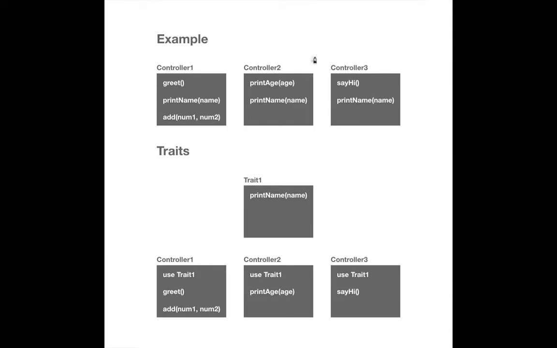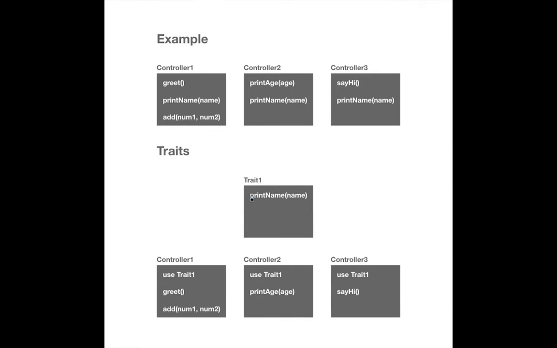So you might encounter that. In order to solve that problem, we will be using traits. So we will name our traits, for example trait 1, and we will define one print name function. For example, on controller 1, we will be importing the trait 1 so that we will inherit the print name function on the controller 1. So as if the print name function is already there in the controller 1.